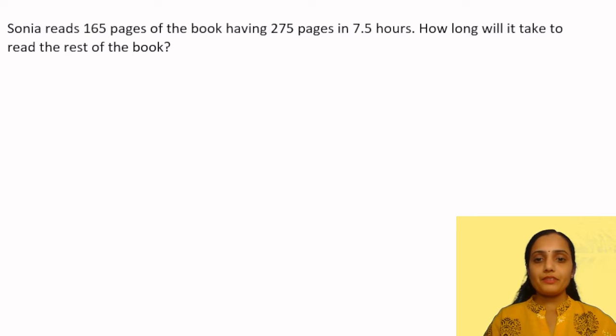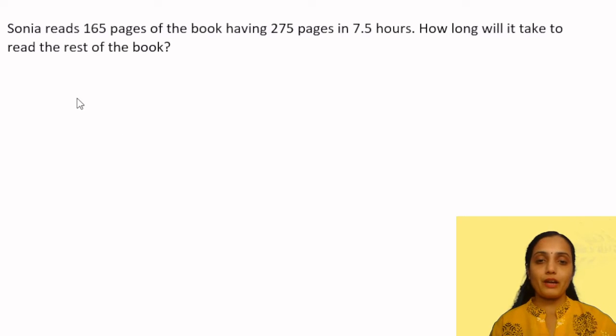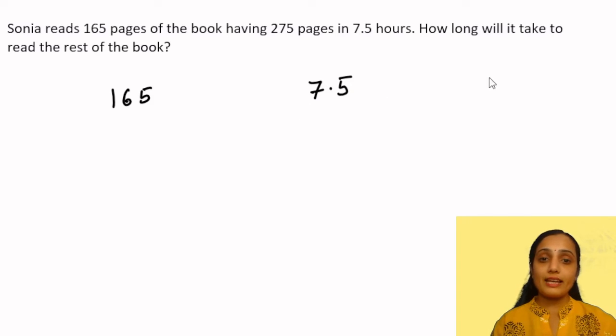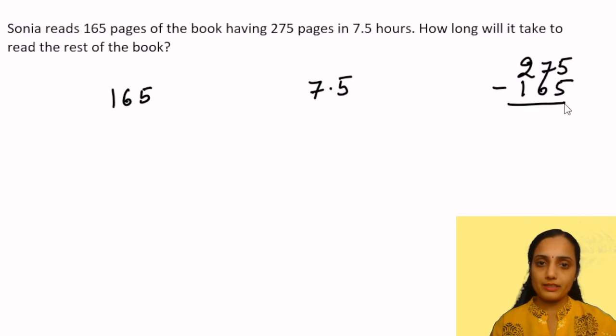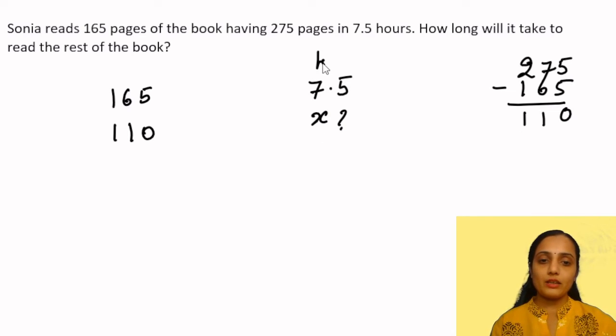The next example that we will be seeing is: Sonia reads 165 pages of a book which has 275 pages in total in 7.5 hours. So 165 pages of the book she has read in 7.5 hours. How long will it take to read the rest of the book? We already know how many total pages it has, and she has already read 165 pages. So subtracting, we get 110. So there are 110 more pages to read in how many hours? This is the question.